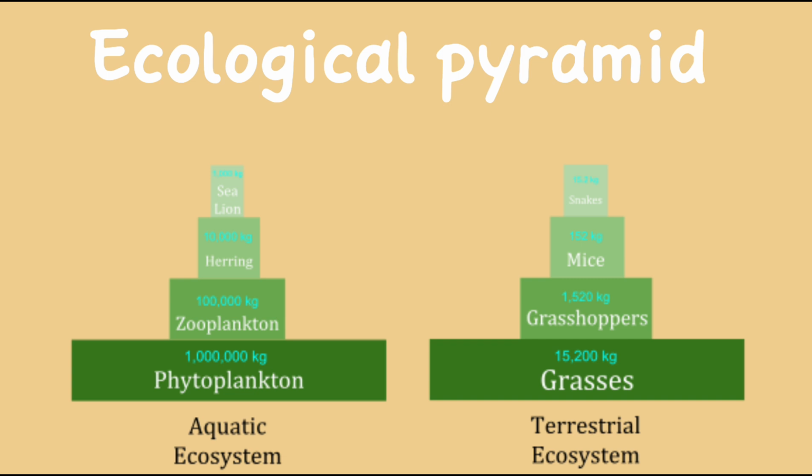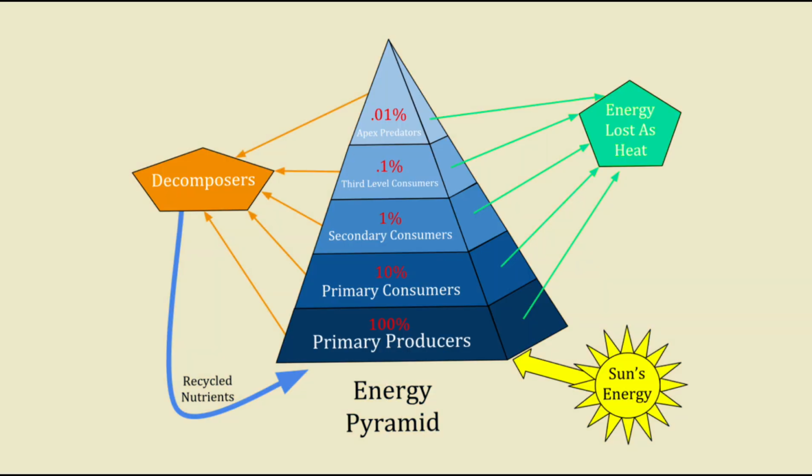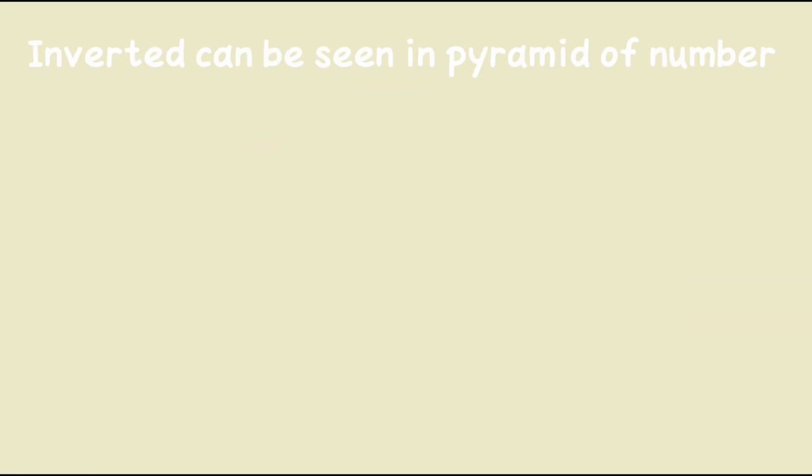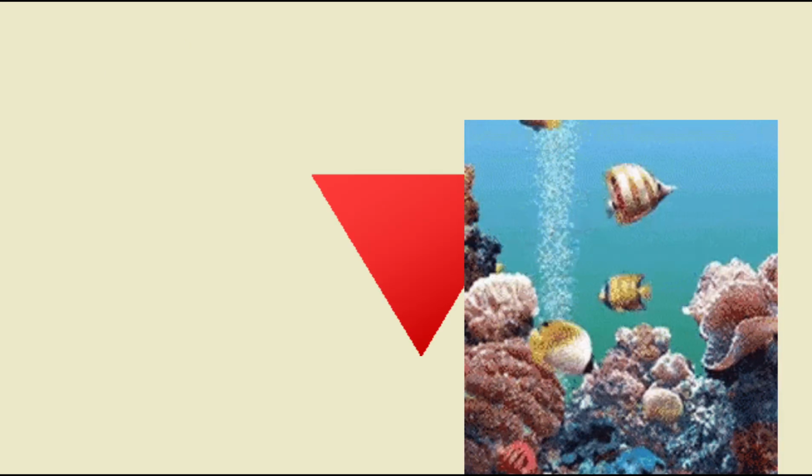So the ecological pyramids are the graphical representation of trophic levels, like pyramid of number, pyramid of biomass and pyramid of energy. We can see that the pyramid of energy is always upright, but the pyramids of number and biomass can be inverted in some aquatic ecosystems.